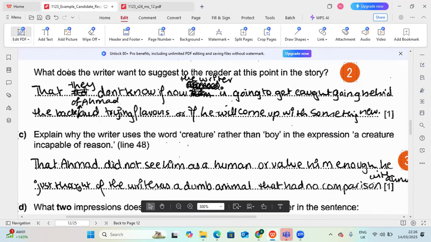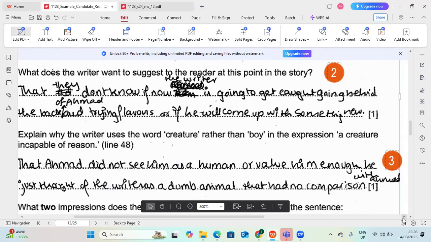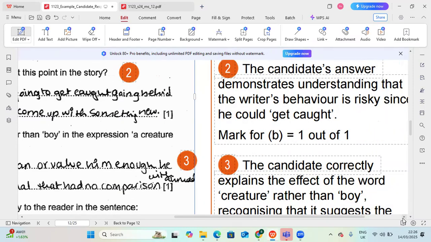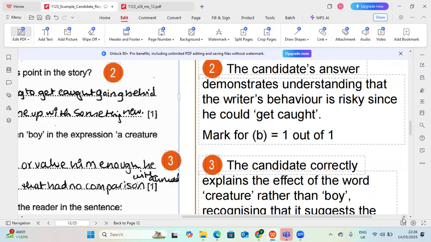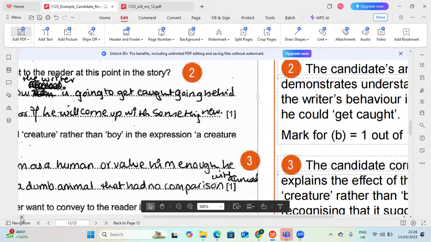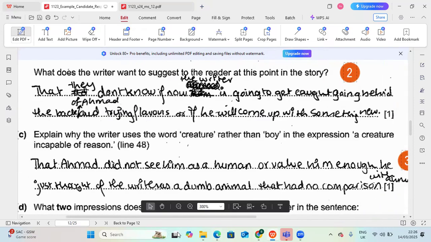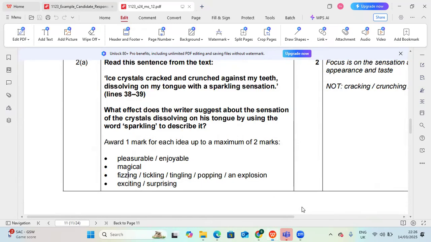Okay, now let's look at the examiner comment. What is the examiner saying here? The candidate's answer demonstrates understanding that the writer's behavior is risky since he could get caught. So he's been given 1 out of 1 mark here. The marking scheme is also suggesting something similar. So we'll look at the marking scheme here for question number 2B.